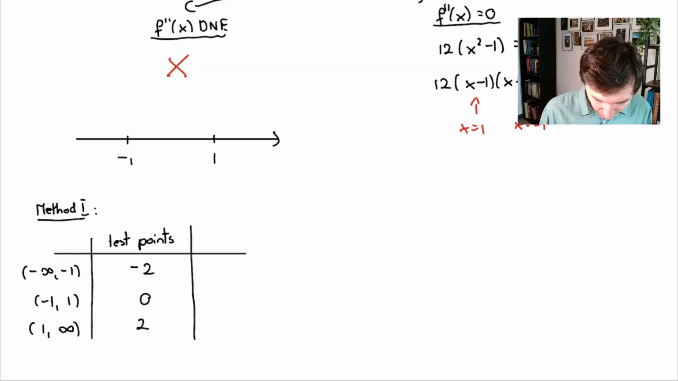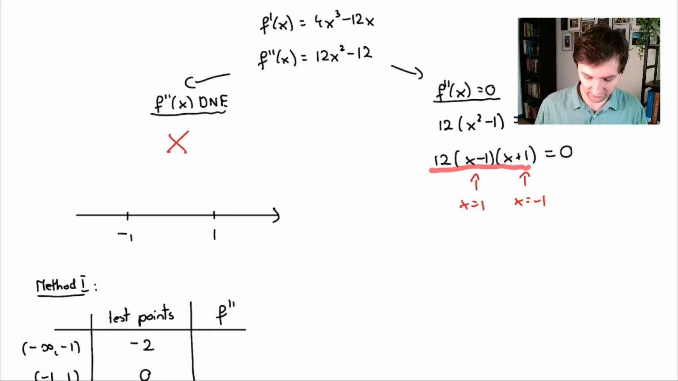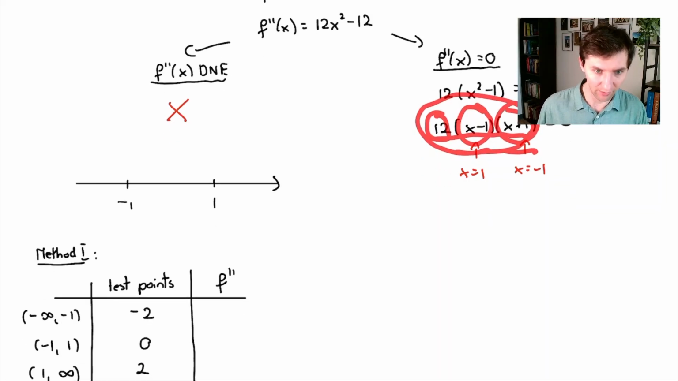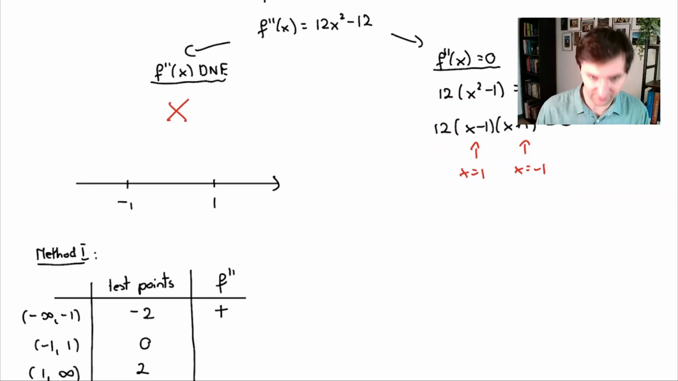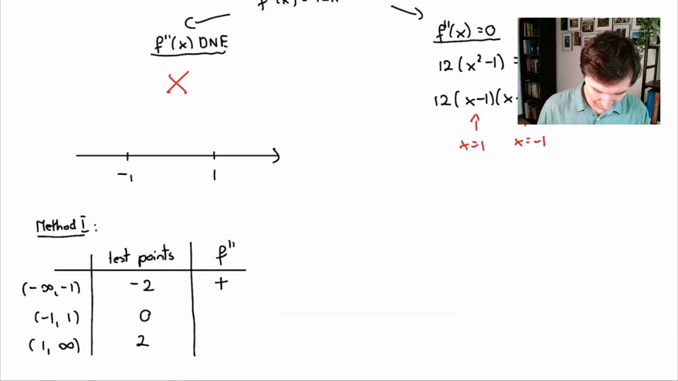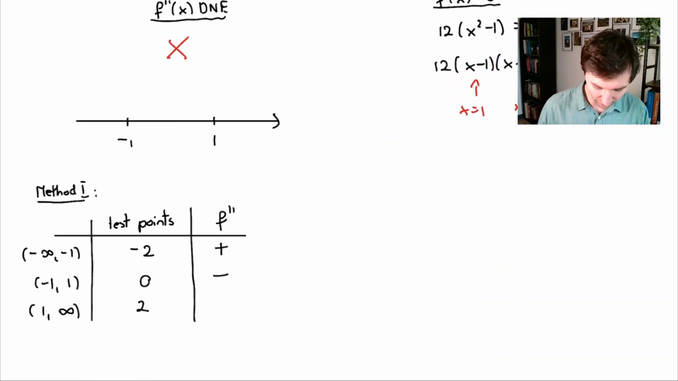In the last column, we will determine the sign of the second derivative. When I plug in negative 2 to my second derivative, I will get 12 times a negative number times a negative number. Negative times negative gives me positive. That gives me a positive number. The second derivative on the first interval is positive. When I plug in 0 to my second derivative, I will get positive number, negative number, positive number. Positive, negative, positive gives me negative. Finally, when I plug in 2, I will get positive number, positive number, positive number. Altogether, I get a positive number.